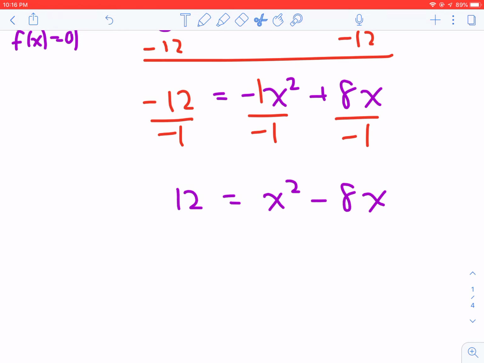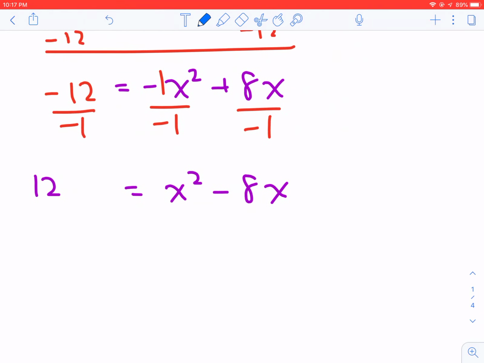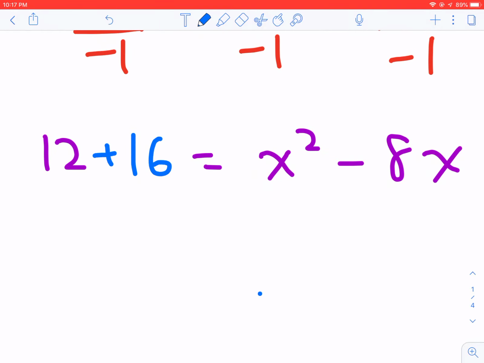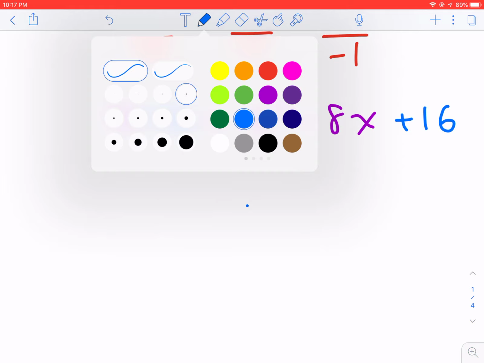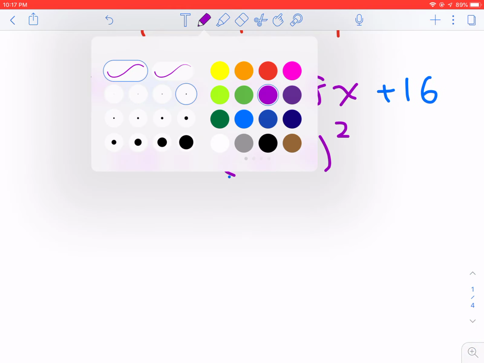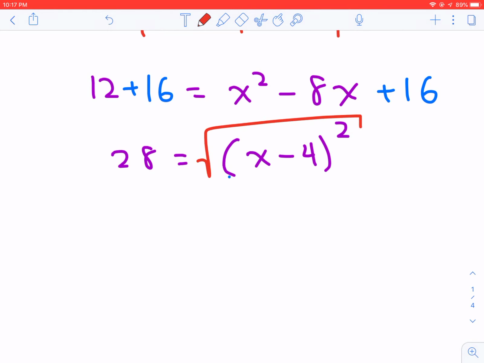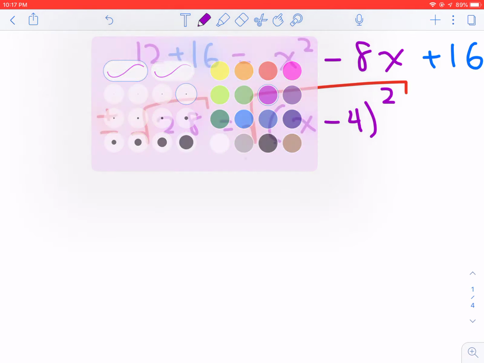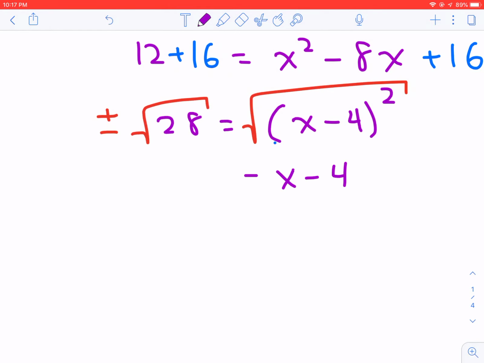And now I'm going to complete the square. So again, half of negative 8 is negative 4. Negative 4 squared is 16. And so I add 16 to both sides. I get 28 is equal to, when we factor this like before, x minus 4 squared. And because we're solving, we're going to square root both sides this time. And when you square root, do not forget the plus or minus. So I get x minus 4 equals plus or minus the square root of 28.